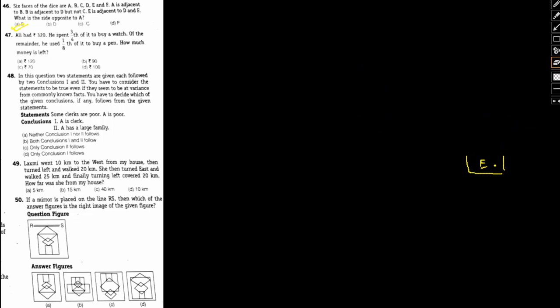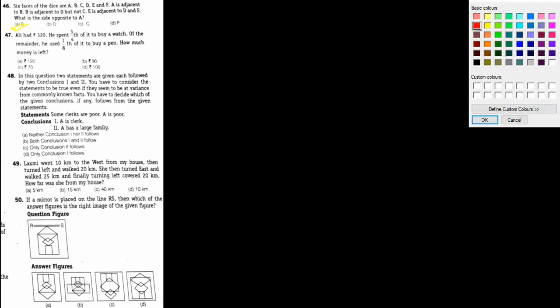Okay. Let's move on to the next question. Ali had rupees 320. He spent 3/4 of it to buy a watch. Of the remainder, he used 1/8 to buy a pen. How much money is he left with? Okay, so initially Ali had 320. He spent 3/4 of that.